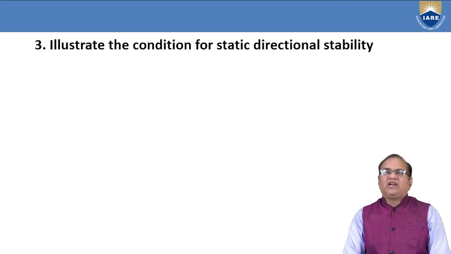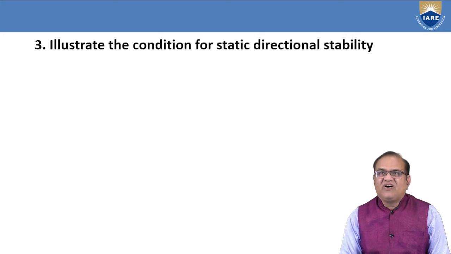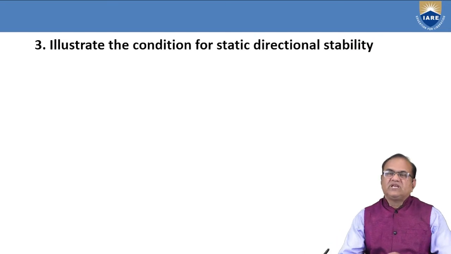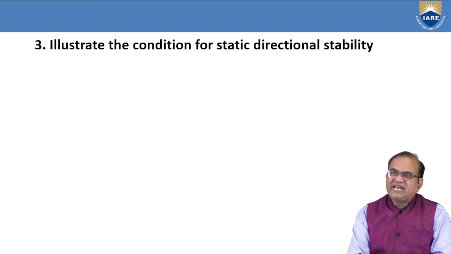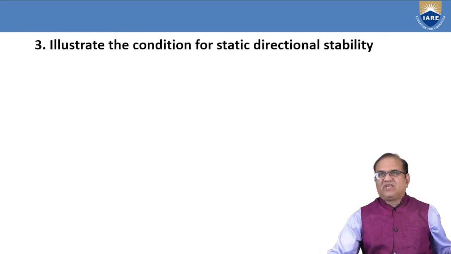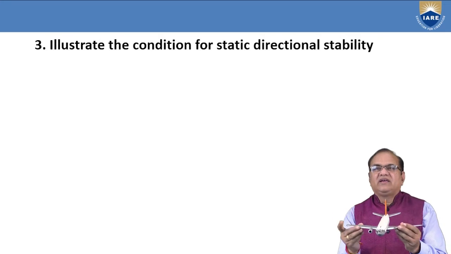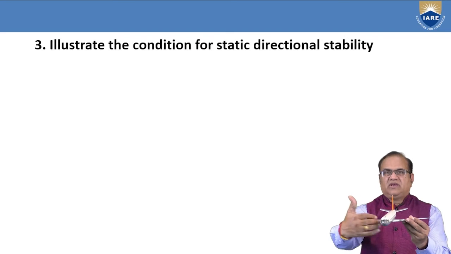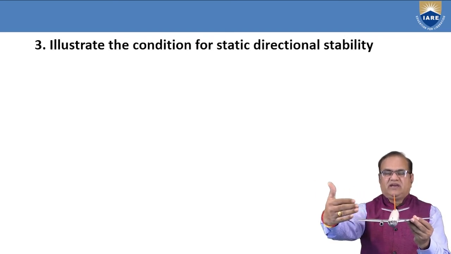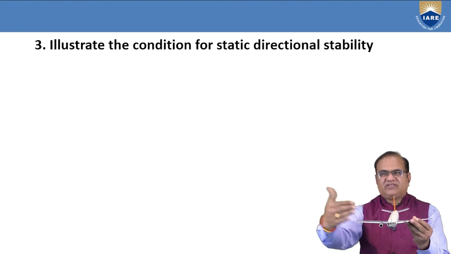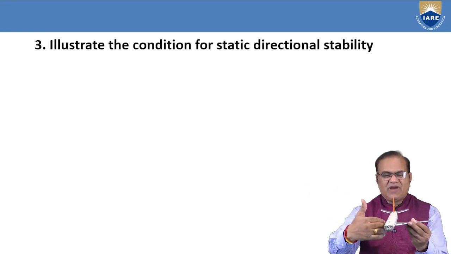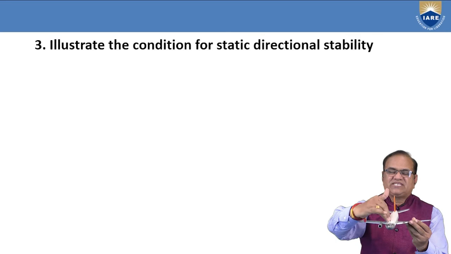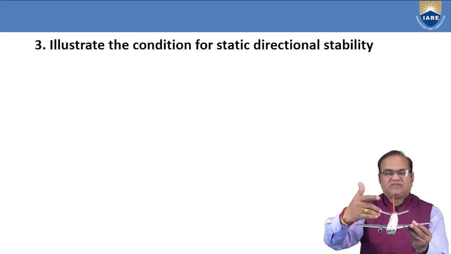Now, third question is illustrate the condition for static directional stability. Okay, so we have discussed this, that the static directional stability, how we can get it and how we can find it. So aircraft is flying like this. Some beta is affecting this, or there is some side slip. This side slip having the angle between the axis of this to this is beta.